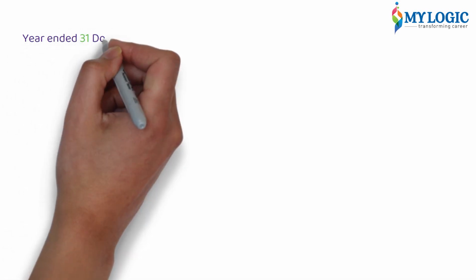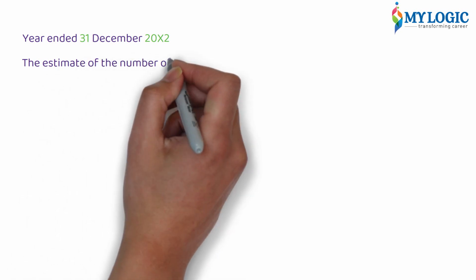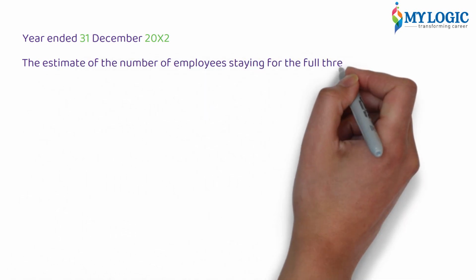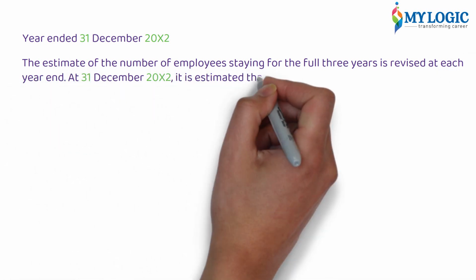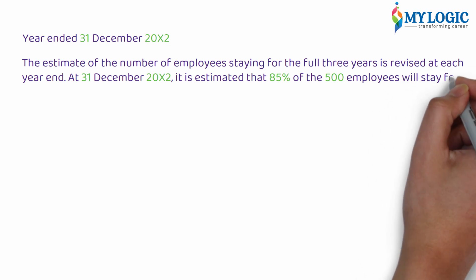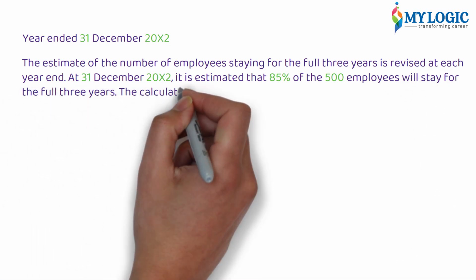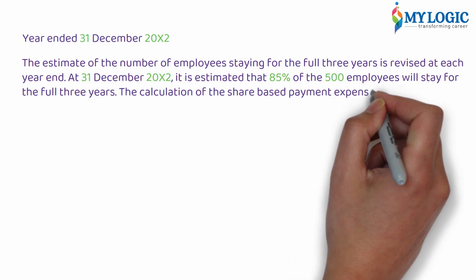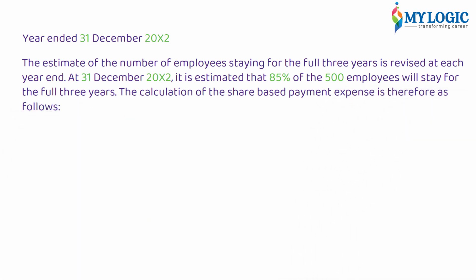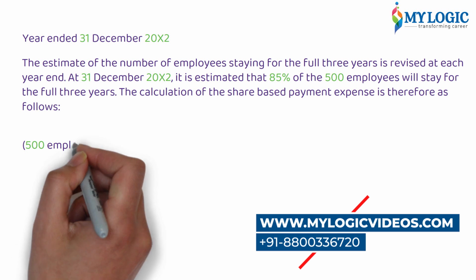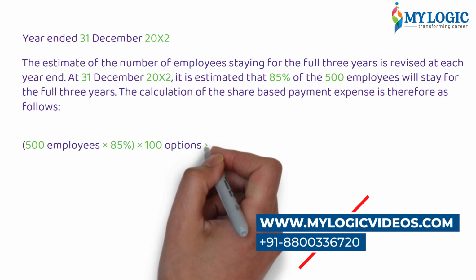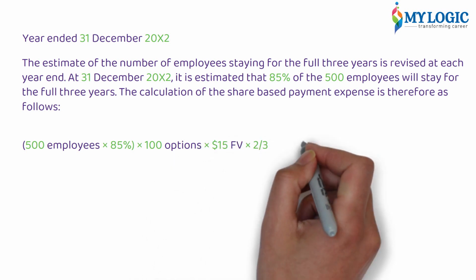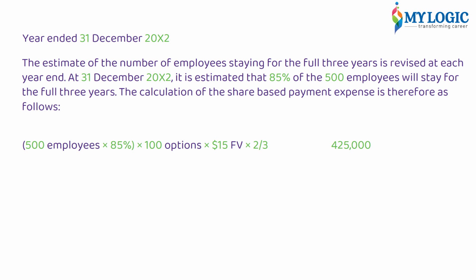Year ended 31st December 2012. The estimate of the number of employees staying for the full 3 years is revised at each year end. At 31st December 2012, it is estimated that 85% of the 500 employees will stay for the full 3 years. The calculation of the share-based payment expense is therefore as follows: 500 employees multiplied by 85% multiplied by 100 options multiplied by $15 FV multiplied by 2 divided by 3, 425,000.